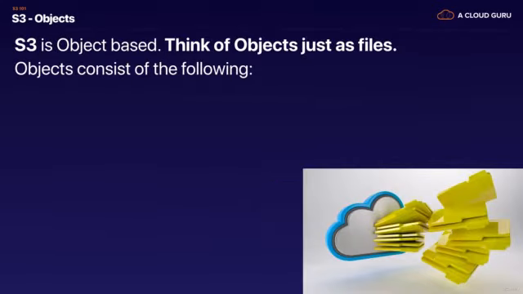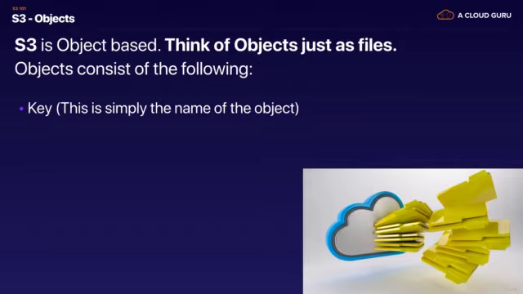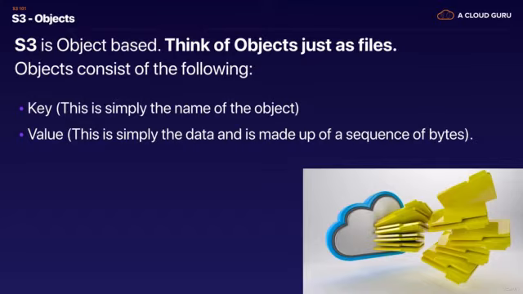Moving on, I keep saying that S3 is object-based, and just to think of objects as files, and objects basically consist of the following. So we've got a key, and this is simply the name of the object, so the file name of the object. We then have the value, and this is simply the data that is made up of a sequence of bytes, so it's just the data.